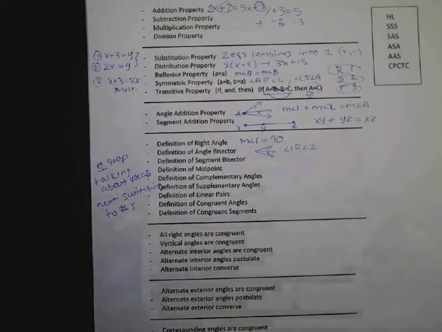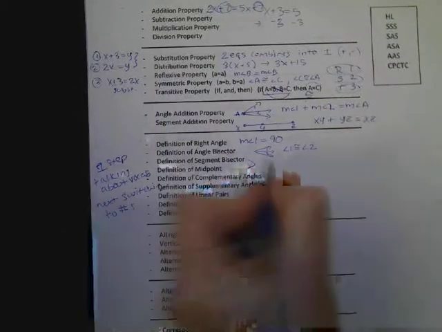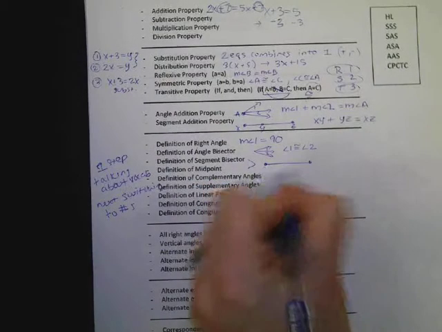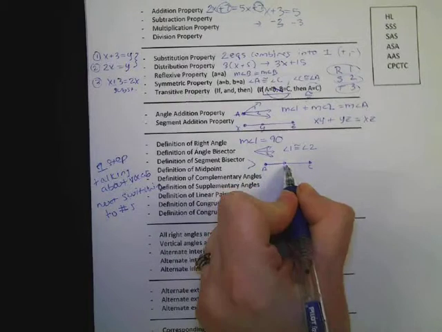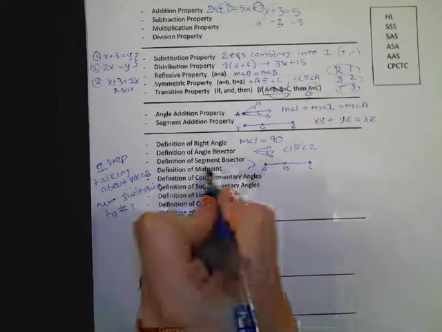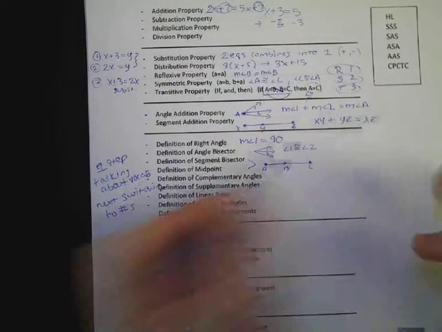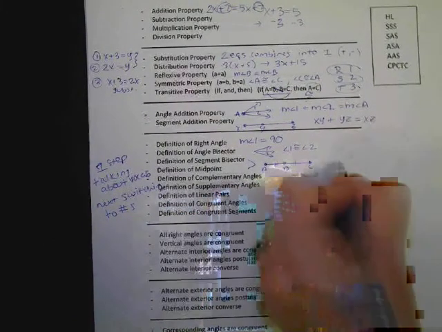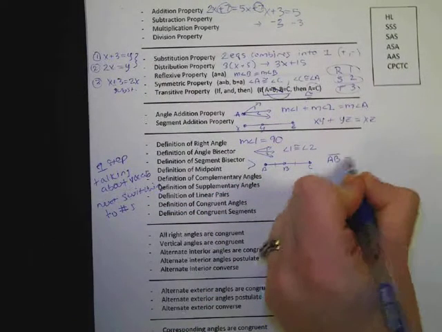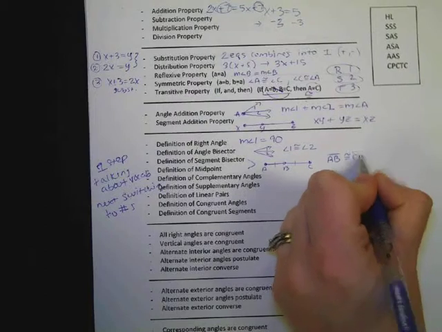Segment bisector and midpoint are actually kind of very similar. It would be if you had a picture of a segment and I told you that B was either the segment bisector or the midpoint, and I'm using my vocabulary to say that, then the next step would be, oh, well then these two pieces must be equal. So I would say that AB is congruent to CB.